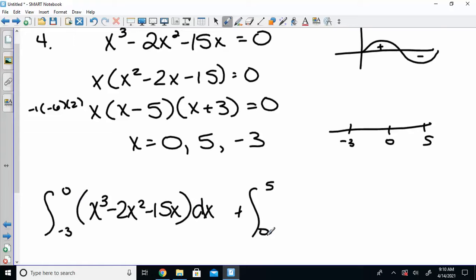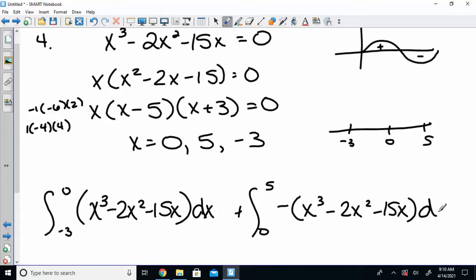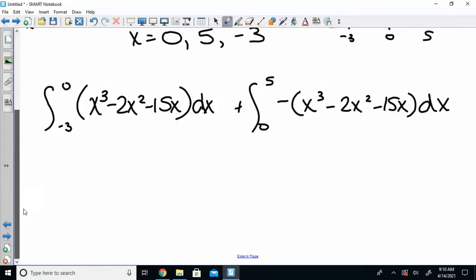If I'm between 0 and 5, so if I plug in a positive 1, I get 1 times a negative 4 times a 4. So that one's negative, so we run the negative through to make it a positive. Everybody with me so far? This would be a high point value question because there's a lot involved here. Finding when it equals 0, setting up the two integrals. Now we need to integrate both of them.